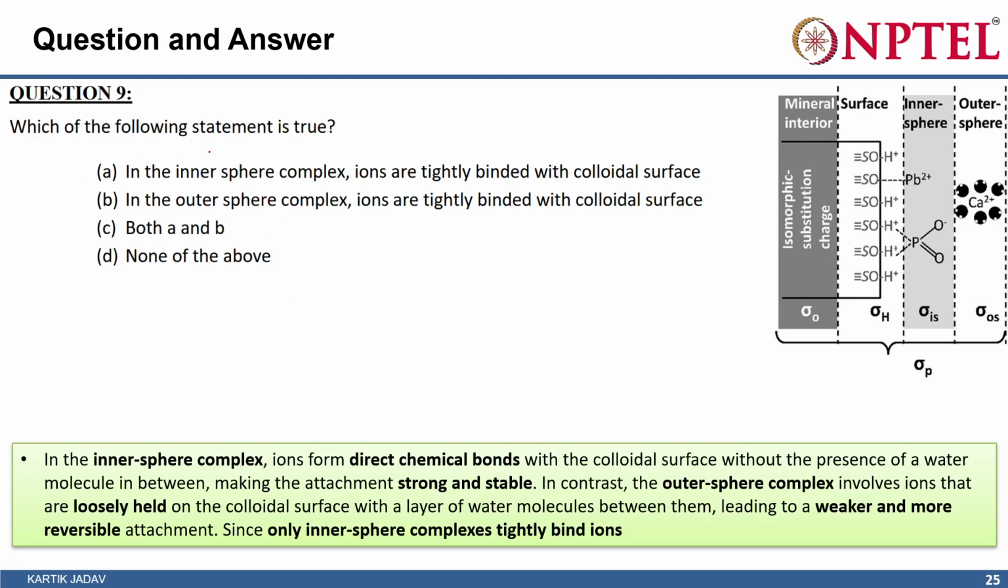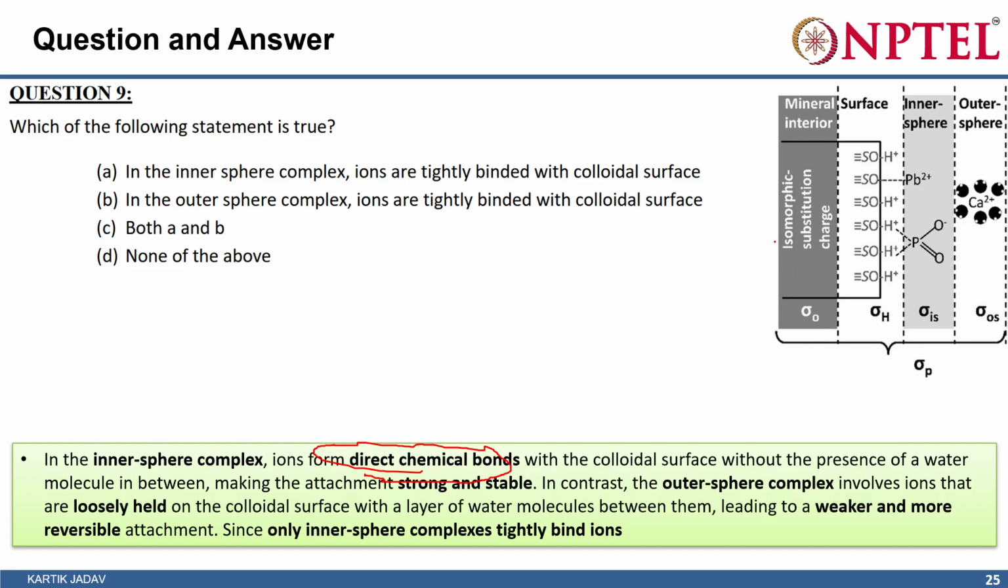Question number 9. Which of the following statements is true? In the inner sphere complex, ions are tightly bound with the colloidal surface. In the outer sphere complex, ions are tightly bound with the colloidal surface. So let's understand this. We know that in the inner sphere complex, ions form direct chemical bonds with the colloidal surface without the presence of water molecules in between, making the attachment strong and stable.